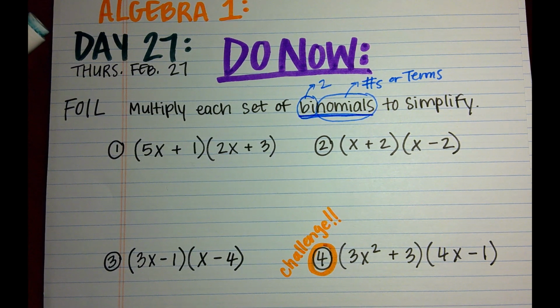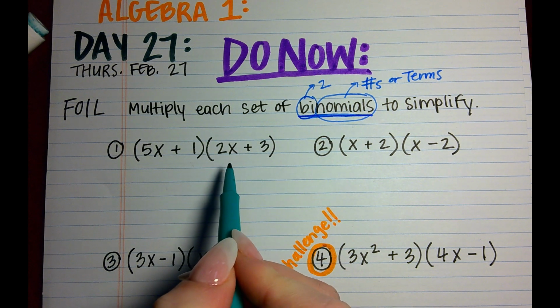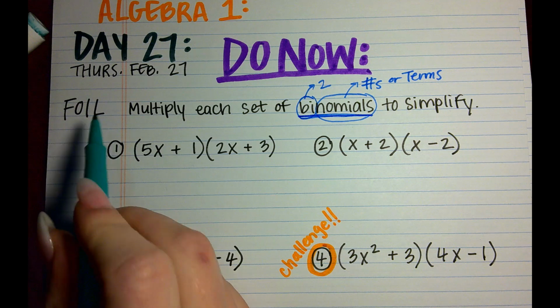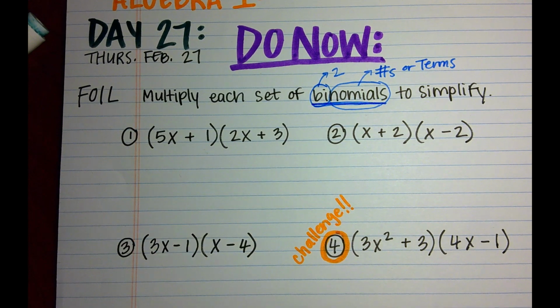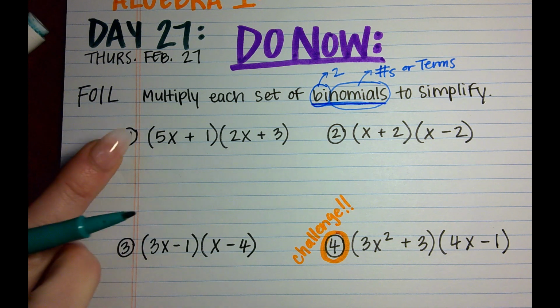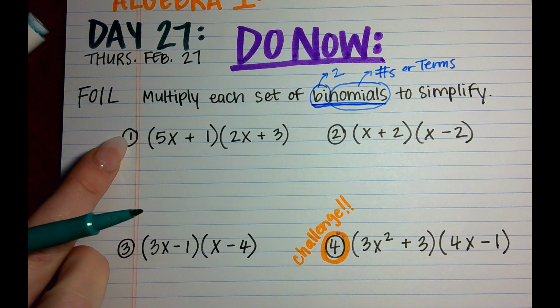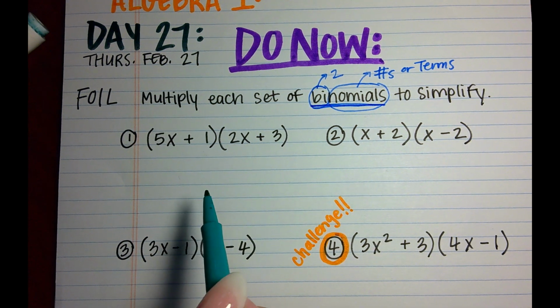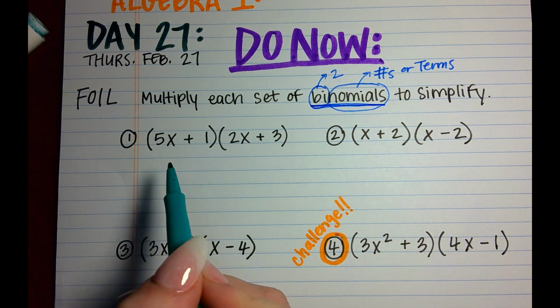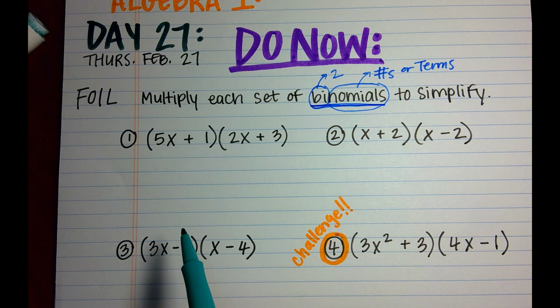So let's look at number 1. I have 5x plus 1 times 2x plus 3, and I'm wanting to use the FOIL method to do this. Does anybody feel confident in being able to lead the class in how to solve number 1? I'll try it, but I know it's wrong. Oh, don't say that. It might not be. Let's see. Okay, so what am I going to do first? Okay, we're going to do the FOIL.